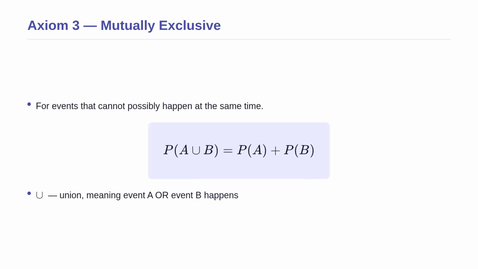Our third foundational rule deals with what we call mutually exclusive events. These are events that cannot possibly happen at the exact same time. For example, a car cannot turn left and turn right at the exact same moment. Those are mutually exclusive actions. The formula states that to find the chance of either event A or event B happening, represented by the union symbol, we simply add their individual probabilities together. This rule only works if the 2 events have absolutely 0 overlap, meaning the occurrence of one completely prevents the occurrence of the other.